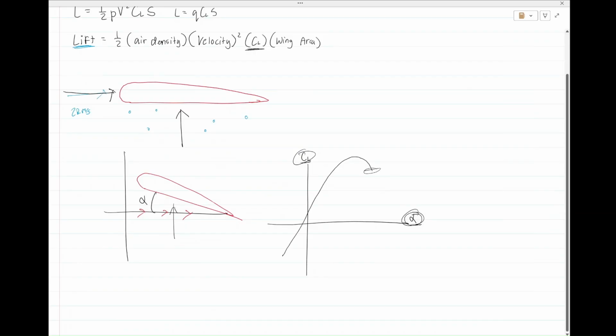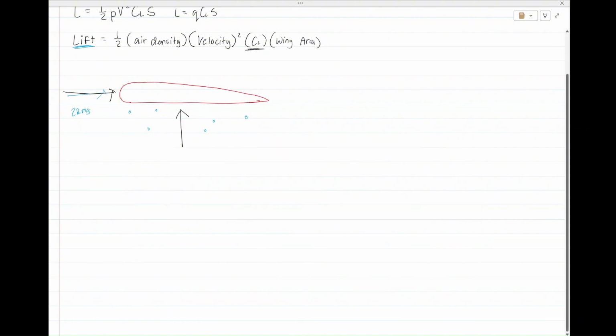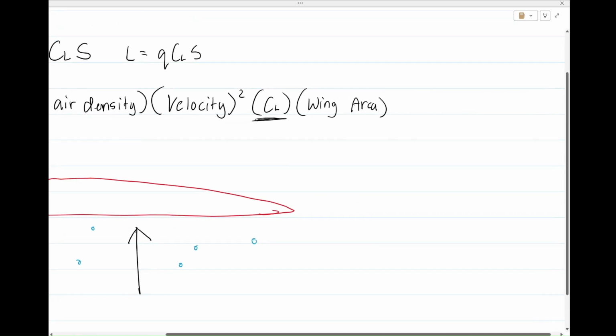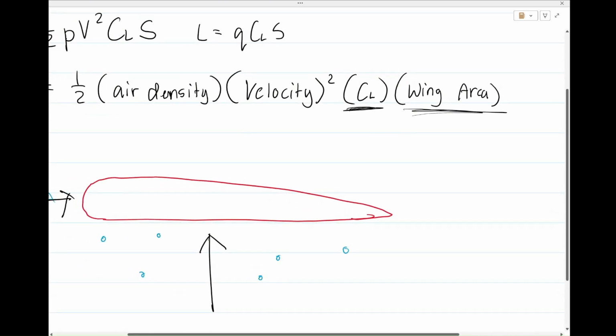So this is our coefficient of lift versus alpha graph. The more you pitch up, the more lift you get. So this is very obvious, but again, using our algebra intuition, coefficient of lift goes up, our lifting force goes up. And finally, wing area. So let's say we keep all these things constant.